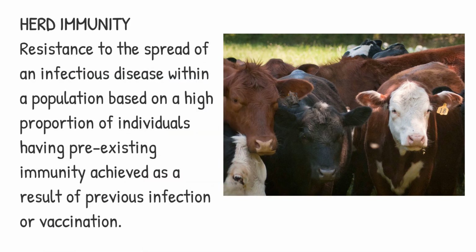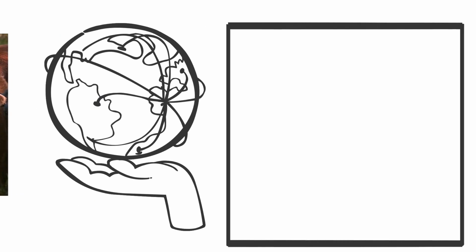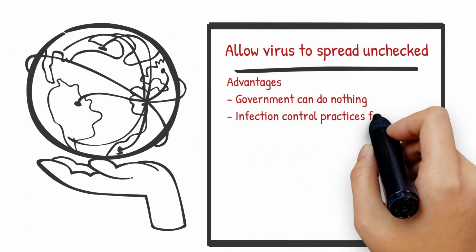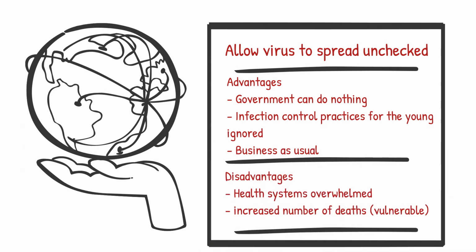What is herd immunity? Resistance to the spread of an infectious disease within a population that is based on a high proportion of individuals having pre-existing immunity as a result of previous infection or vaccination. There are 2 strategies for achieving herd immunity. First, the one initially tried by Sweden, proposed by the Trump administration, is to allow the virus to spread unchecked through the less vulnerable population and to keep the vulnerable isolated out of harm's way.